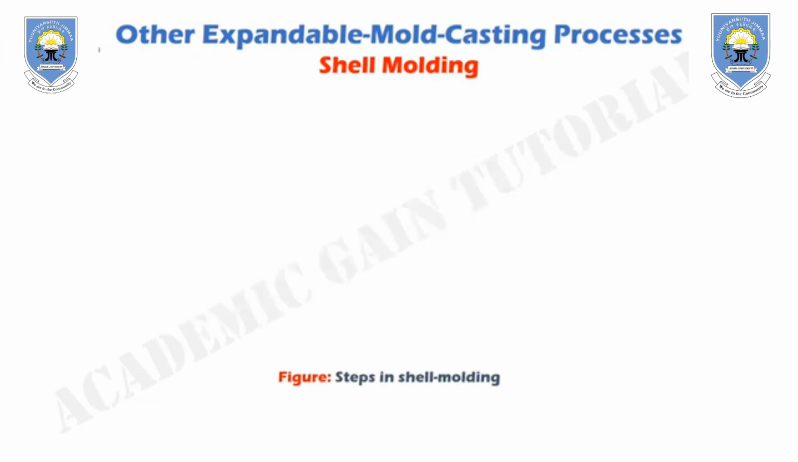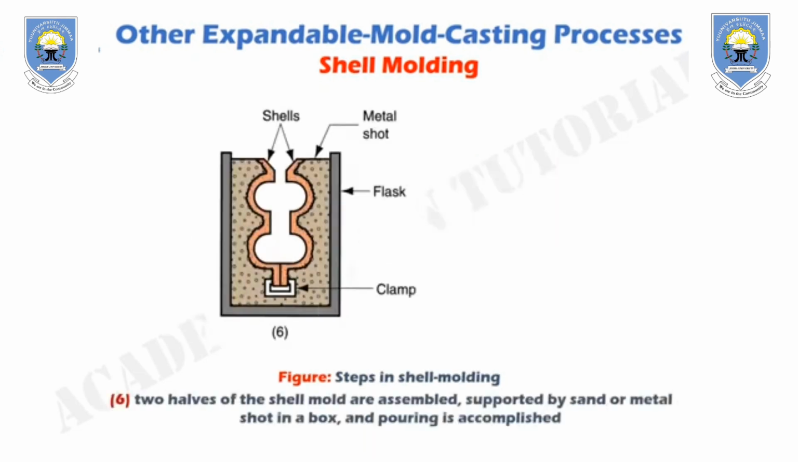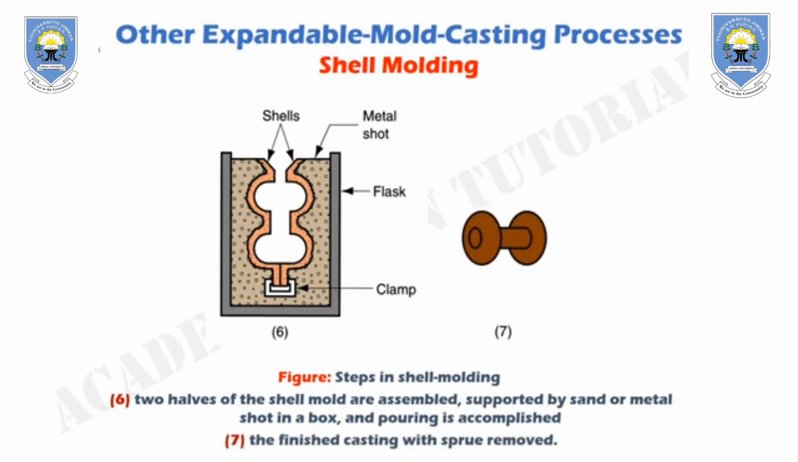Figure 6 shows the sixth step in shell molding, where the two halves of the shell mold are assembled, supported by sand or metal shot in a box, and pouring is accomplished. Figure 7 shows the seventh step, where we can see the finished casting, with the sprue removed.